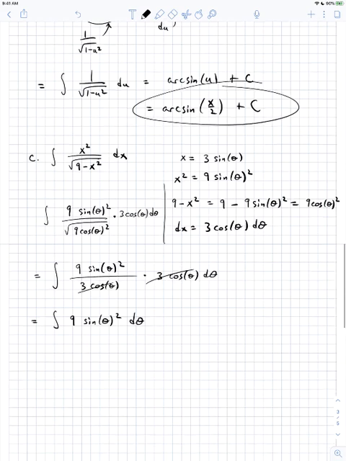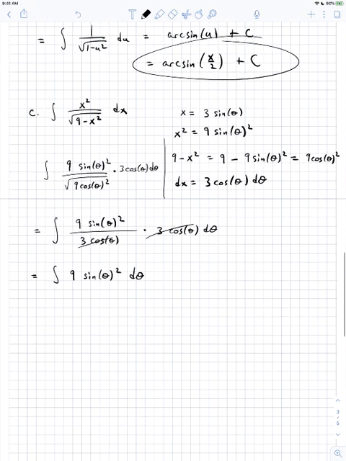And this is something we've done before. We've done integrals like this before. So let's take out the 9, and this is the integral of sine squared. And I'm going to use the fact that sine of theta squared is 1/2 times 1 minus cosine 2 theta. So I'm going to use one of these double angle identities. So 1/2 times 1 minus cosine 2 theta d theta.